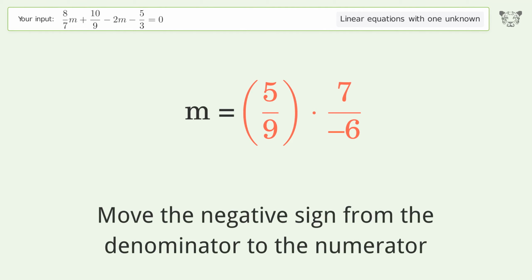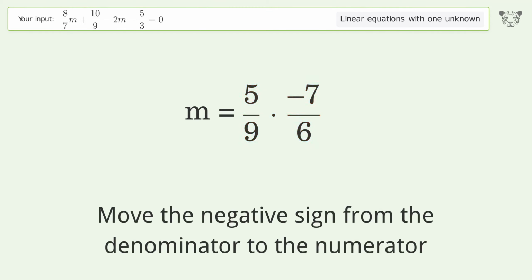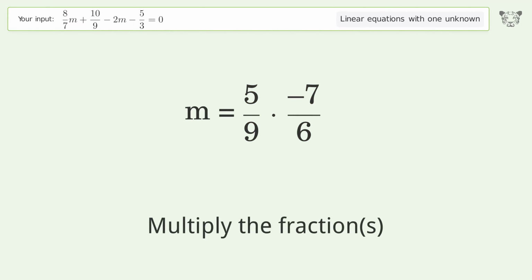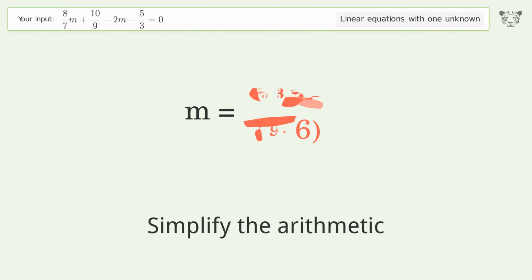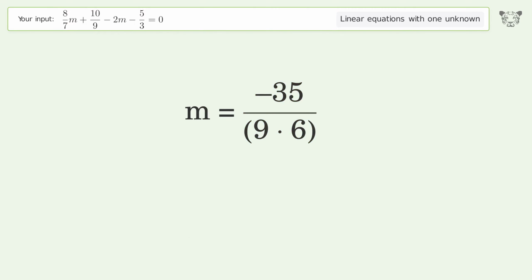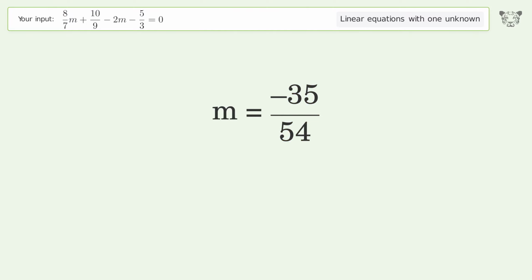Move the negative sign from the denominator to the numerator. Multiply the fractions. Simplify the arithmetic. And so the final result is m equals -35/54.